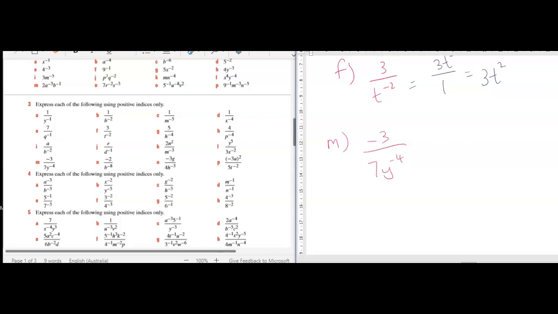Okay, so the numerator, we keep as -3. The denominator, that 7 isn't taken to a negative power, so we can just leave that 7 there, and that y can come up on the numerator to the +4. And we don't need to simplify it any further. The -3 over 7 can't be simplified, so we just leave it like that.